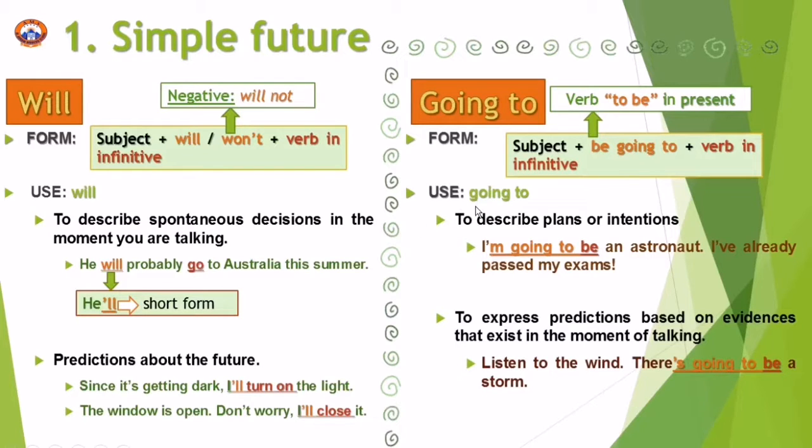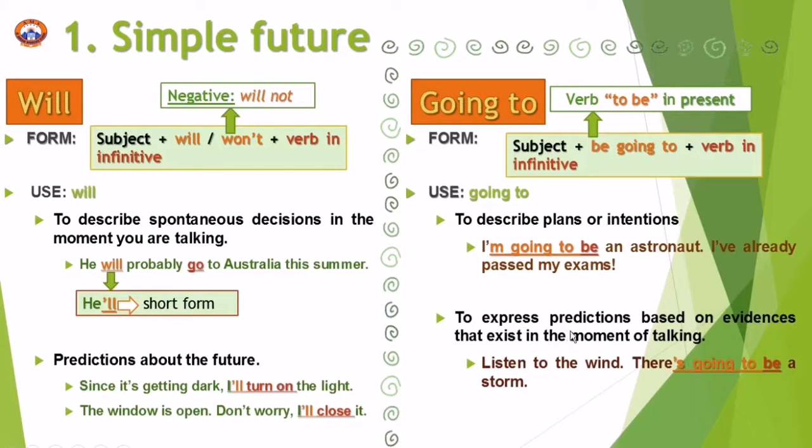When can I use going to? To describe plans or intentions, like I'm going to be an astronaut, I've already passed my exams. So I'm describing here my plans or intentions in the future using going to, verb to be again in the present form, am or is or are, going to be an astronaut. And here we have be as the infinitive form of verb to be after going to, of course.